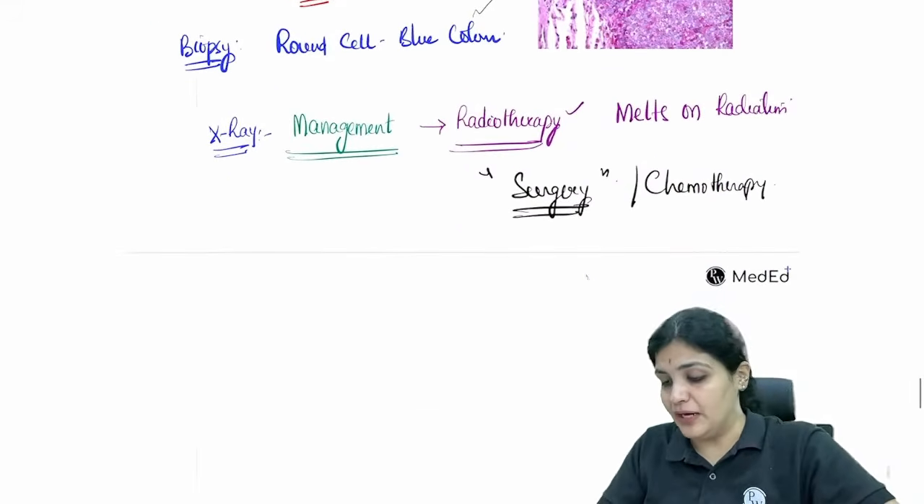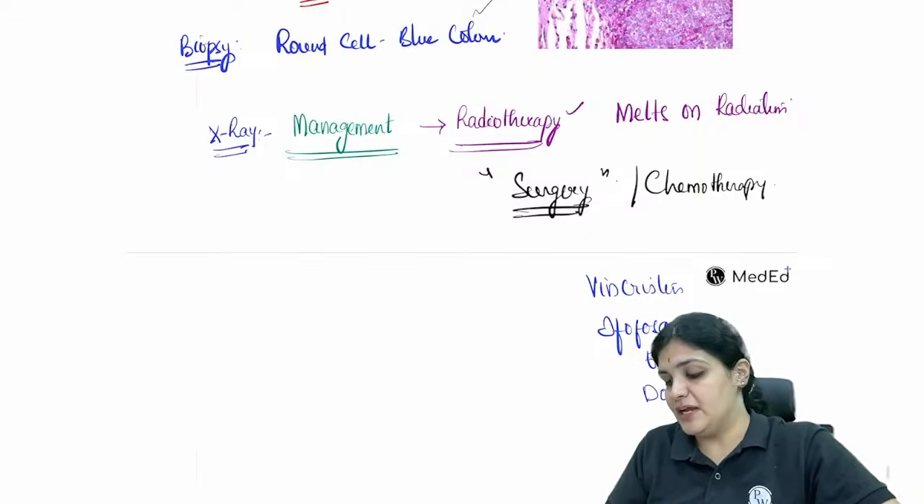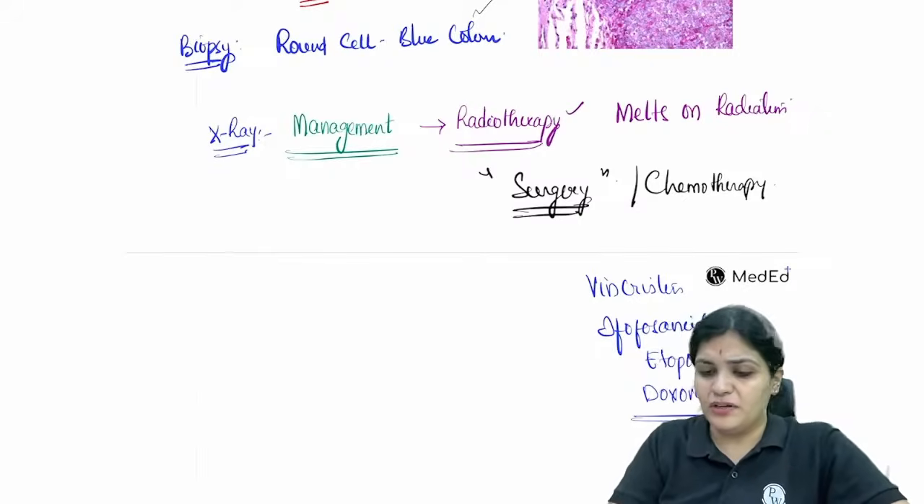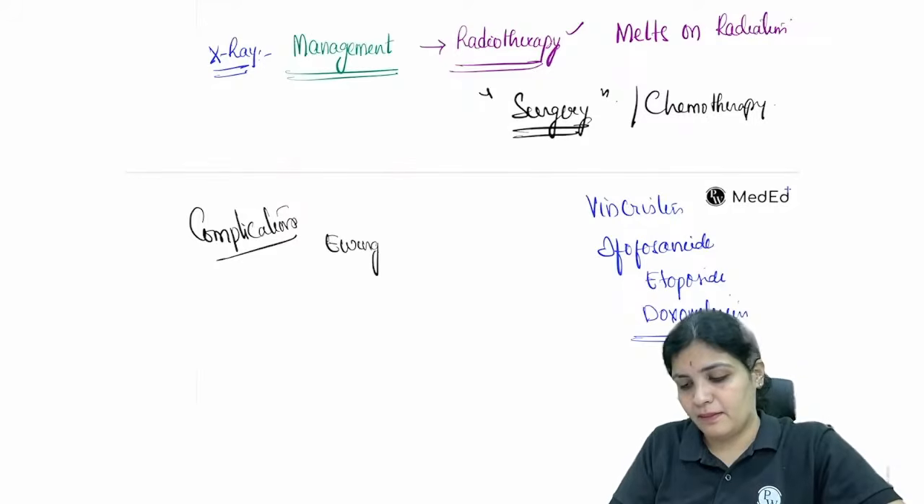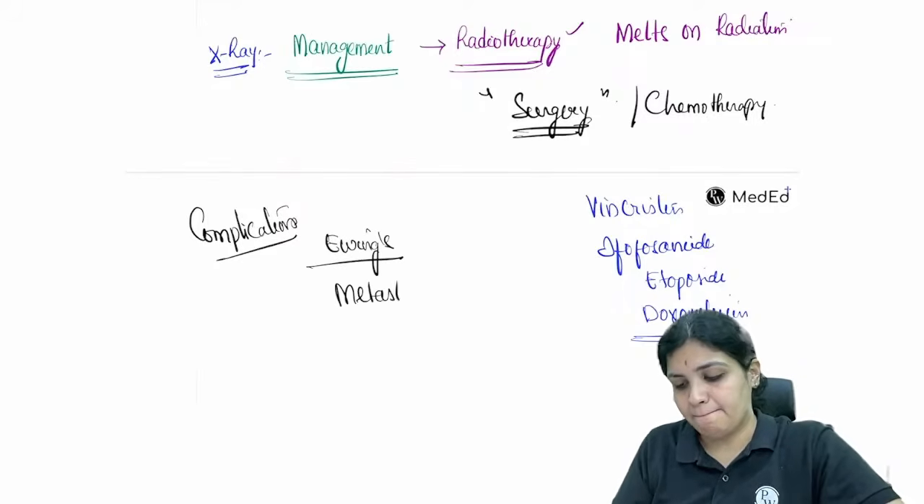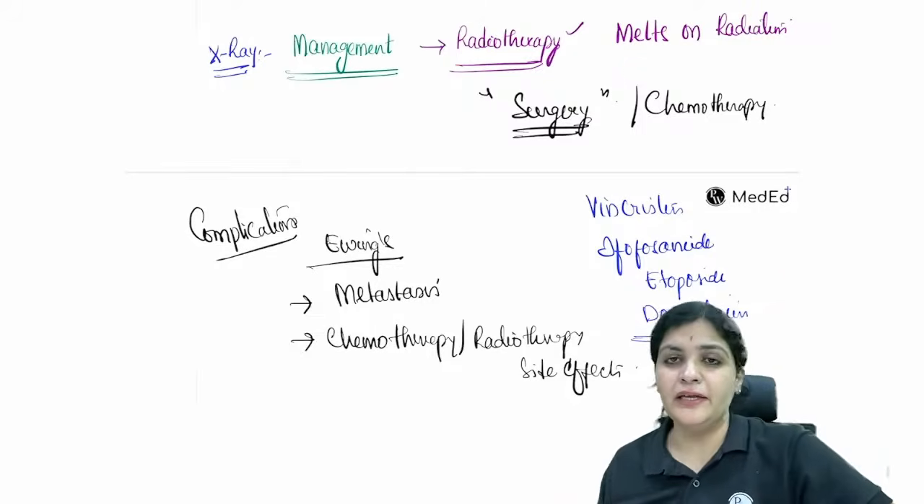Chemotherapy, if you want to write, you can write vincristine, ifosfamide, etoposide, doxorubicin. So these are the drugs which are being used, right? And what are the complications? Again, the patient may land up in infection of the tumor, metastasis, and chemotherapy and radiotherapy side effects. Right, so these are all the complications of Ewing's sarcoma.